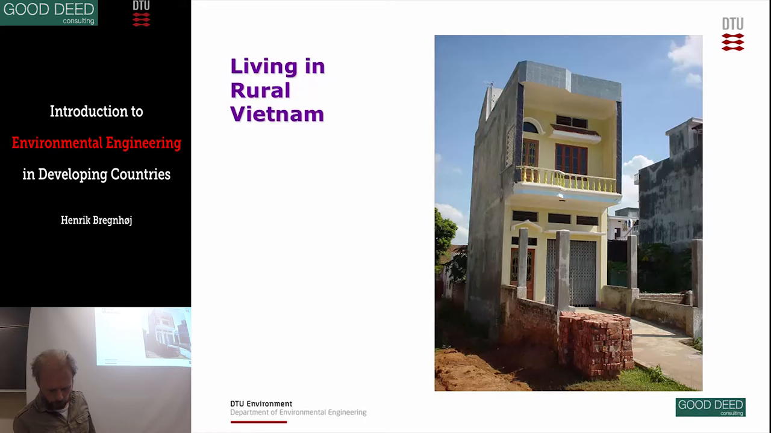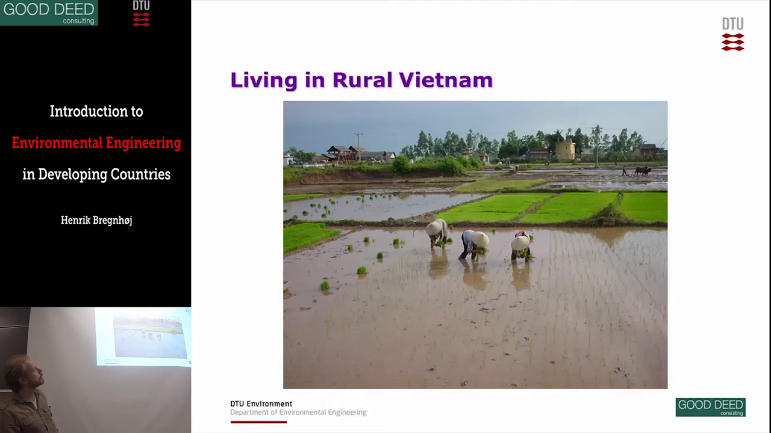What would they be doing? They would be, for example, going to the fields. They have a rice field. Everyone has a rice field in rural area in Vietnam. And here they are replanting the rice. First they plant it very, very close, and then when it gets bigger, they move it by hand into the big fields here.